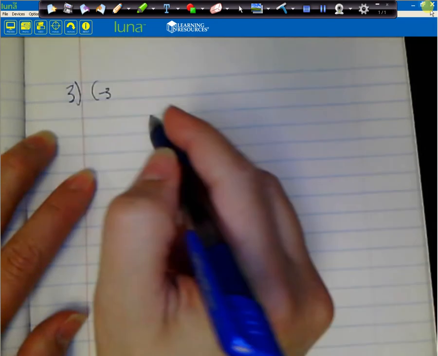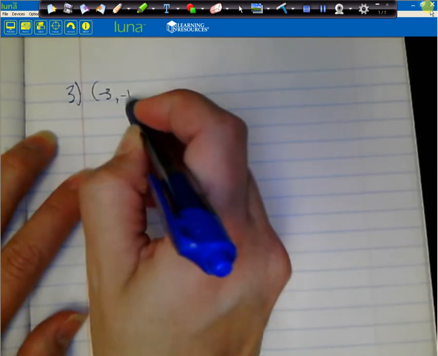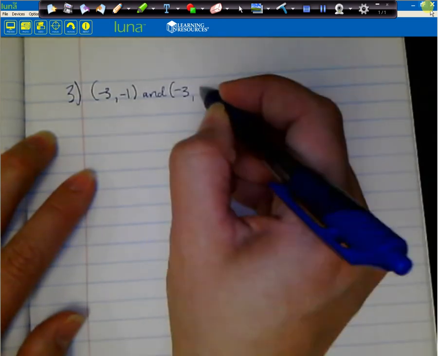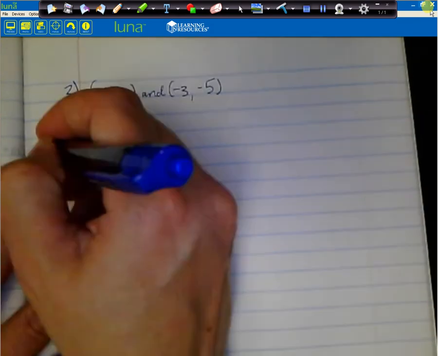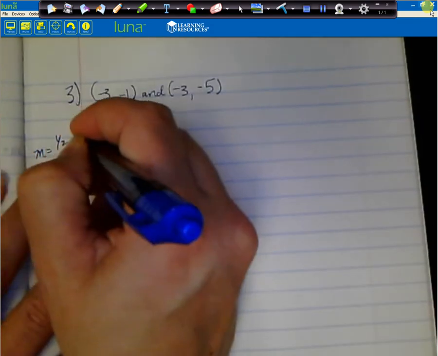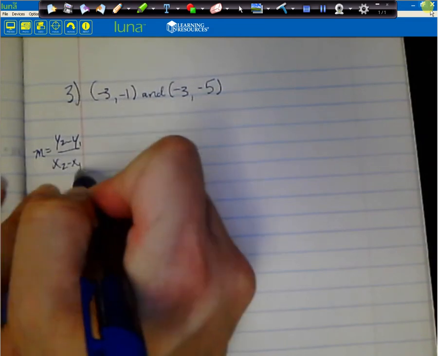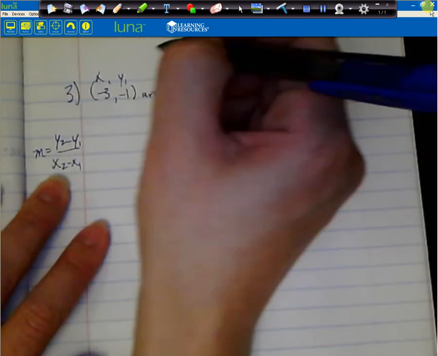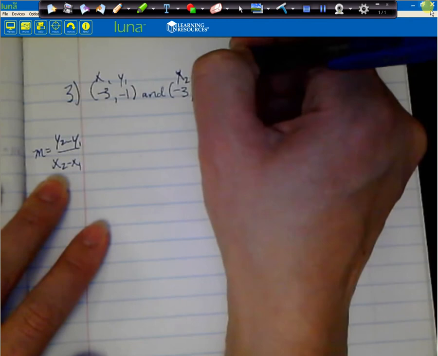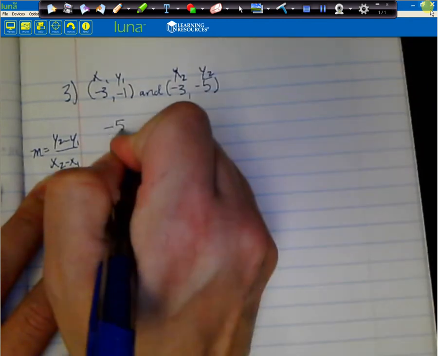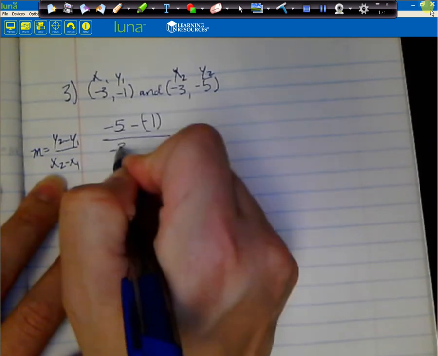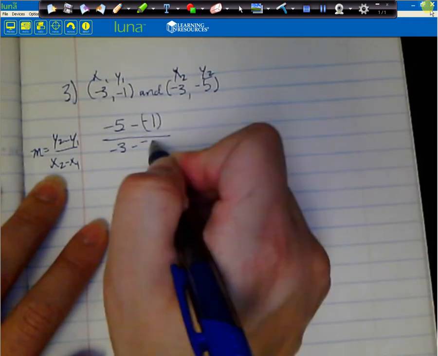Number 3. Your ordered pairs are going to be negative 3, negative 1, and negative 3, negative 5. So again, I'm plugging this into my slope formula, y2 minus y1 over x2 minus x1, and I'm going to plug my numbers in after I label them, x1, y1, x2, y2. So I have negative 5 minus negative 1 over negative 3 minus negative 3.